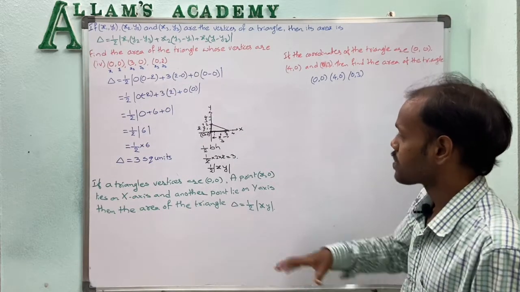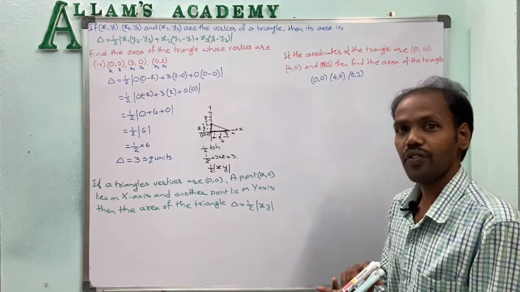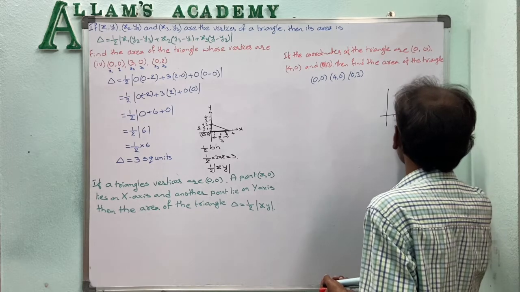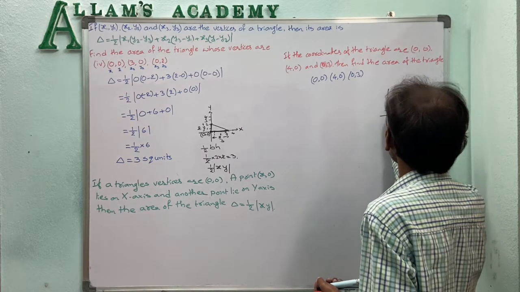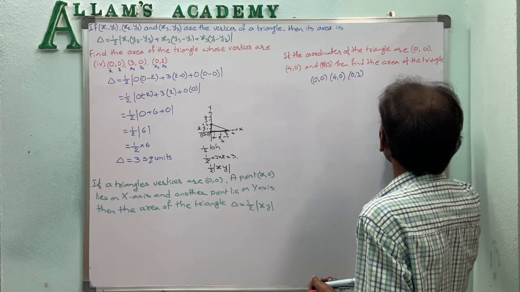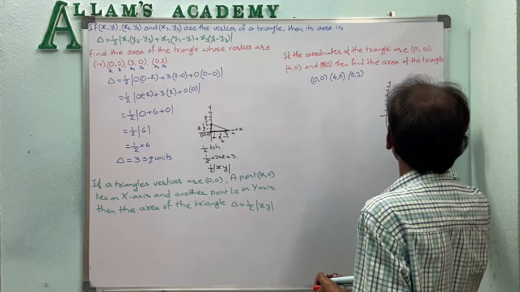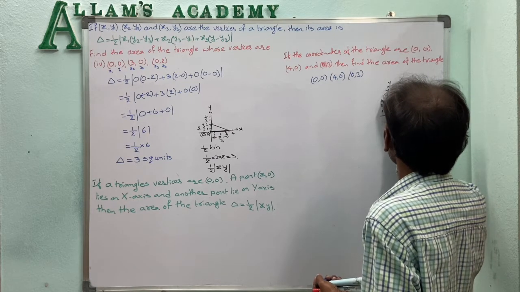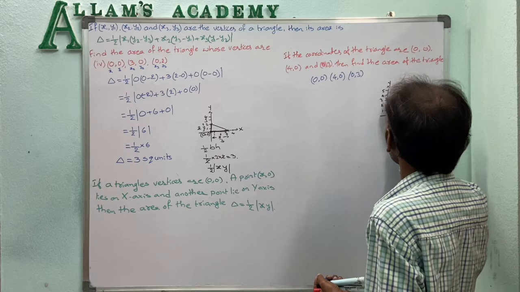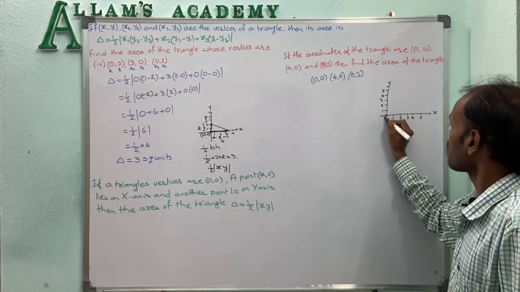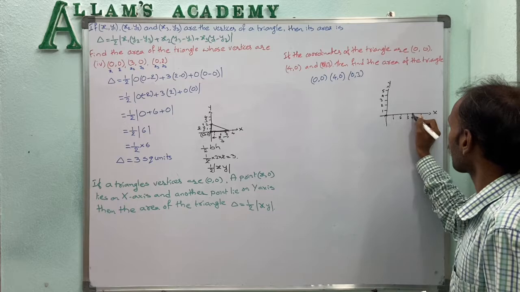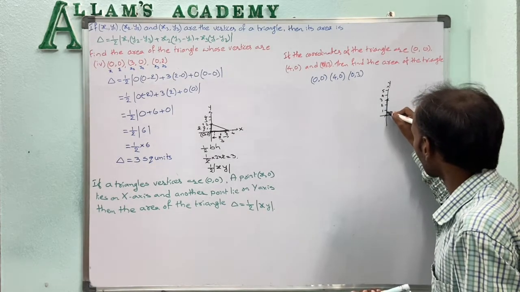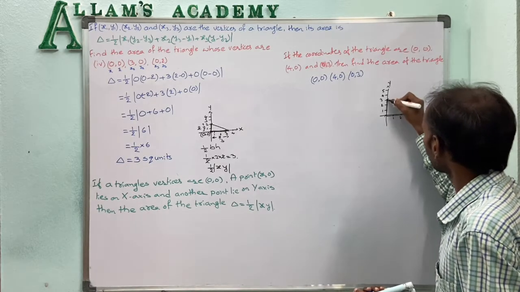So now if we observe in this principle model, and locate these points on the coordinate plane, the first coordinate is (0, 0), the second one is (4, 0) and the third coordinate is (0, 3). Now if we join them, we get a right triangle.